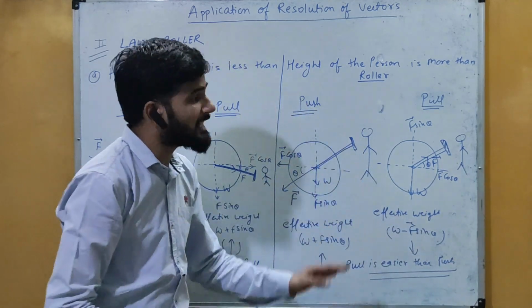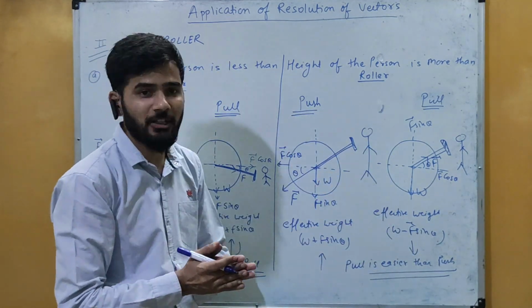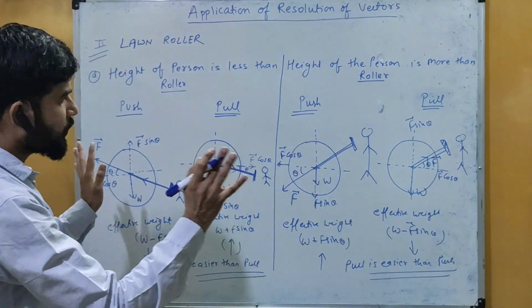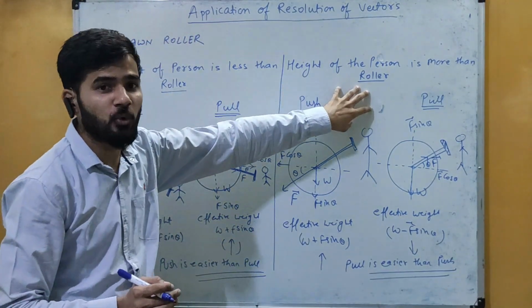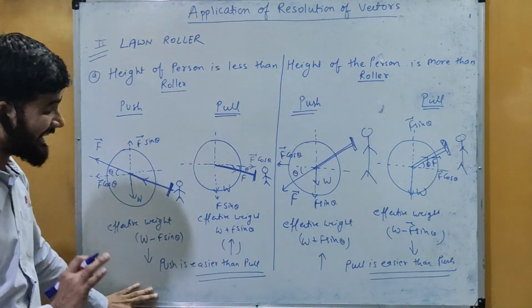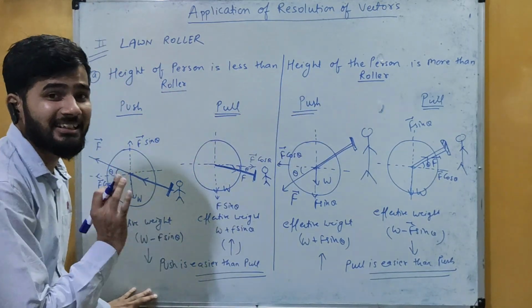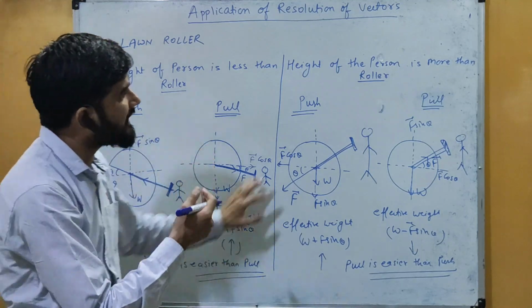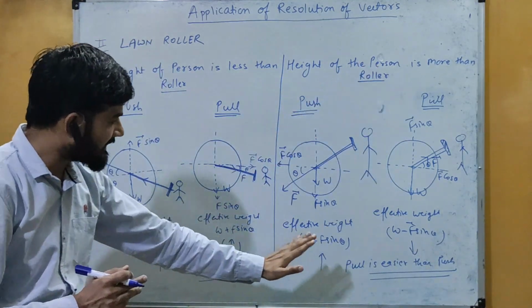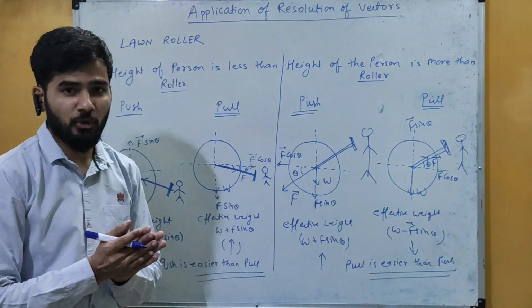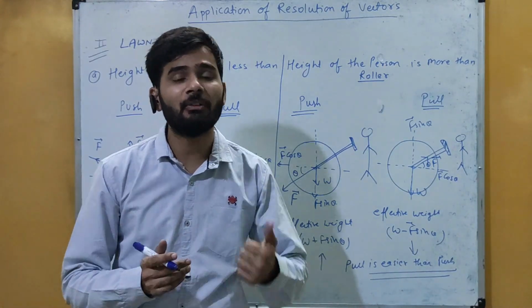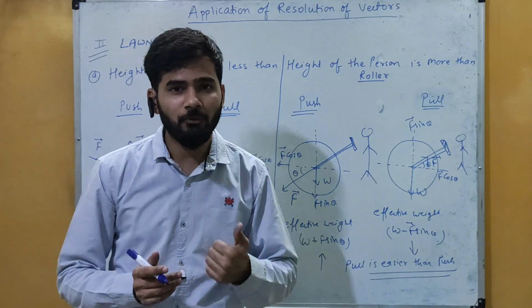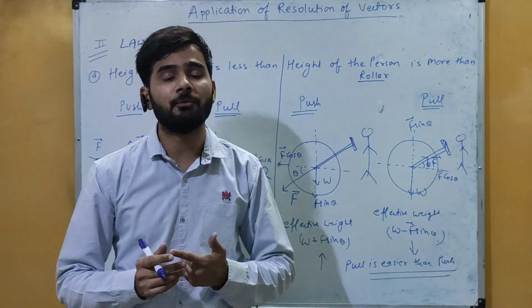and here is the case when the height of the person is more than the height of the roller. So here we have two different cases, that is, the height of the person is less and the height of the person is more. When the height of the person is less, in that case push is easier than pull. In the same way, if the height of the person is more, in that case pull is easier than push. So this is all about the application of resolution of vectors, where we have seen the walking of a person and push and pull of a lawn roller.